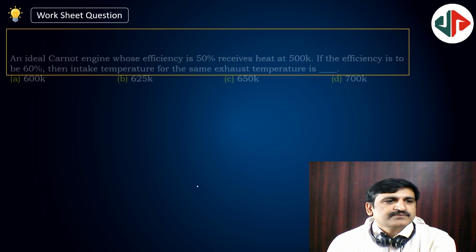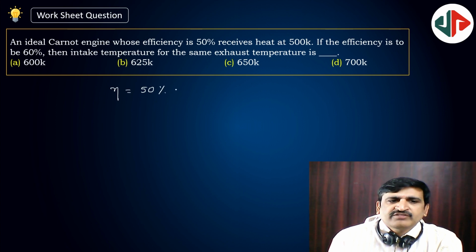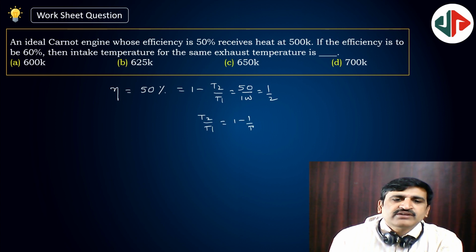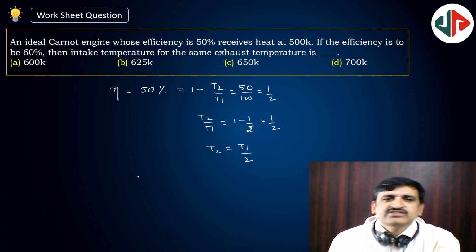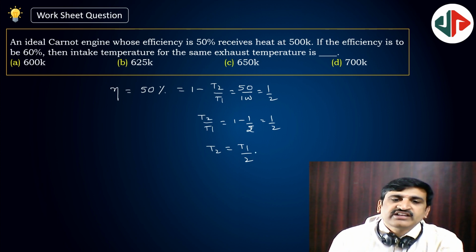Next, an ideal Carnot engine whose efficiency is equal to 50%. That is 1 minus T2 by T1 equal to 50 by 100, which is 1 by 2. That means T2 by T1 is equal to 1 minus 1 by 2, which is 1 by 2. That means T2 is equal to T1 by 2. This much is the conclusion from the first part. He gave the heat source at 500 Kelvin, so T1 is 500 Kelvin.